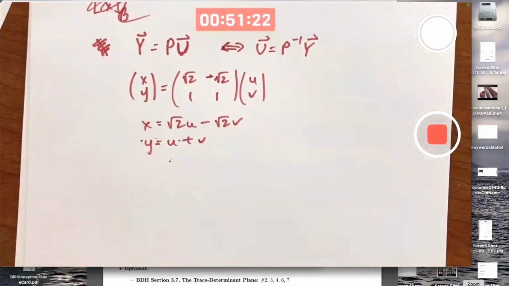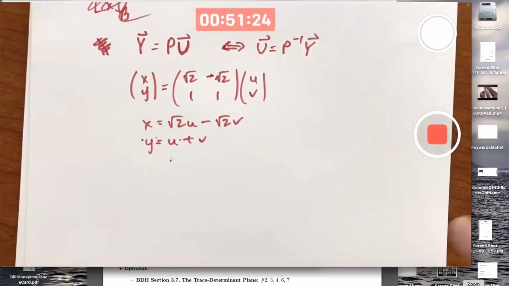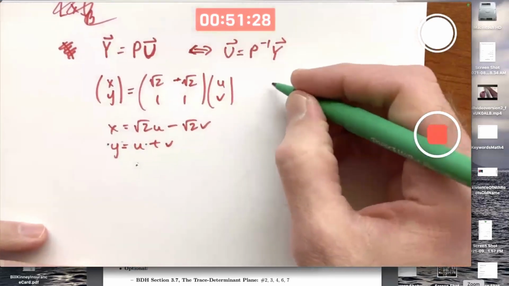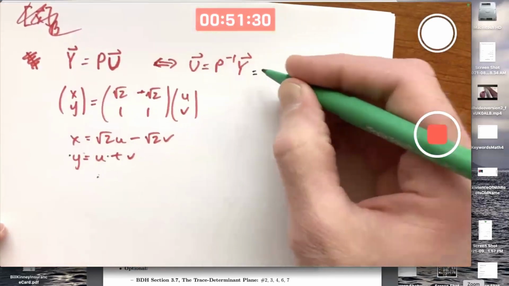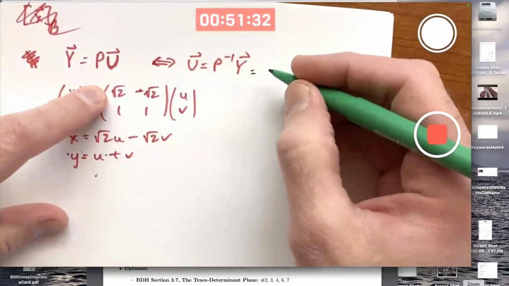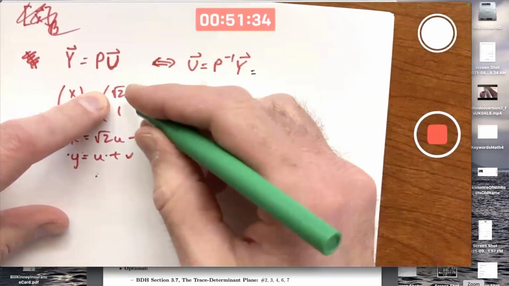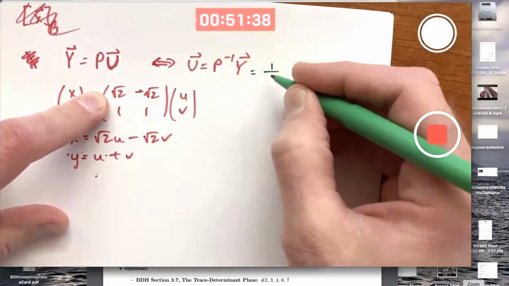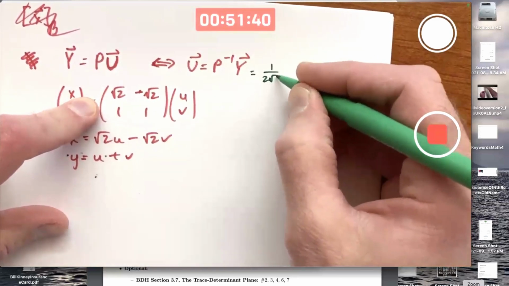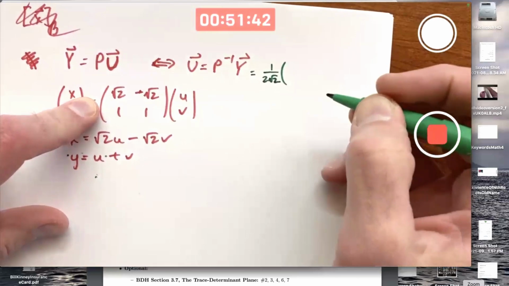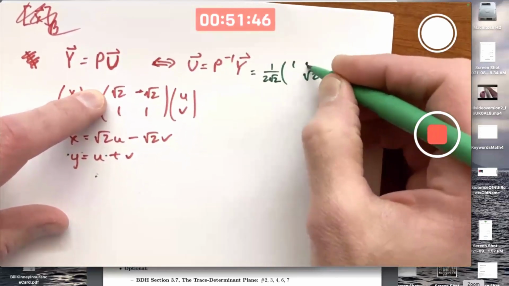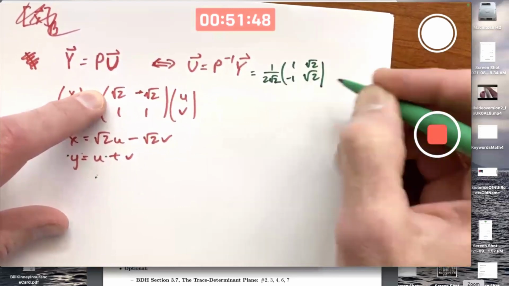I think if I recall correctly, we also will need the inverse transformation, P inverse. Use the shortcut formula, 1 over the determinant. The determinant is going to be square root of 2 minus negative square root of 2, so it's going to be 2 square root of 2. Switch around the numbers in the main diagonal, negate the numbers in the off diagonal. That's P inverse.